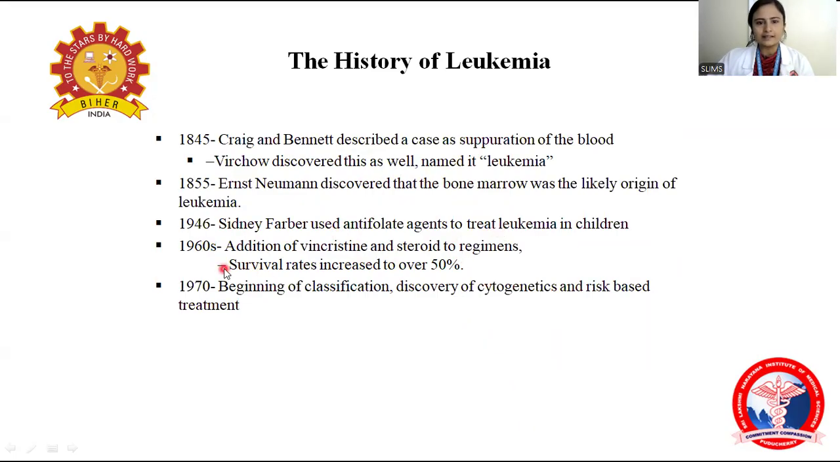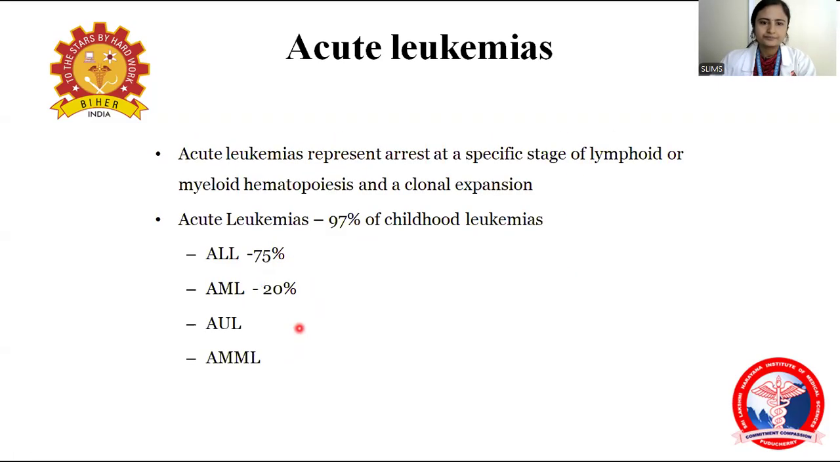In 1960, the addition of vincristine and steroids to the regimen began. It increased the survival rate much better, to over 50%. And in 1970, they began the classification, and there was the discovery of cytogenetics and risk-based treatment, which increased the survival rate to more than 80%.